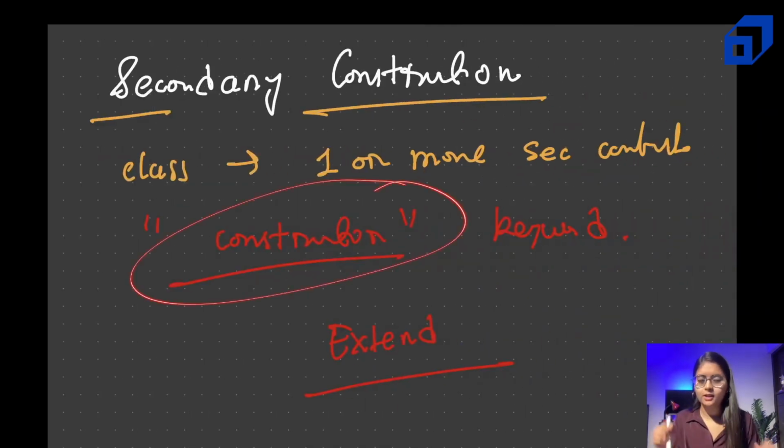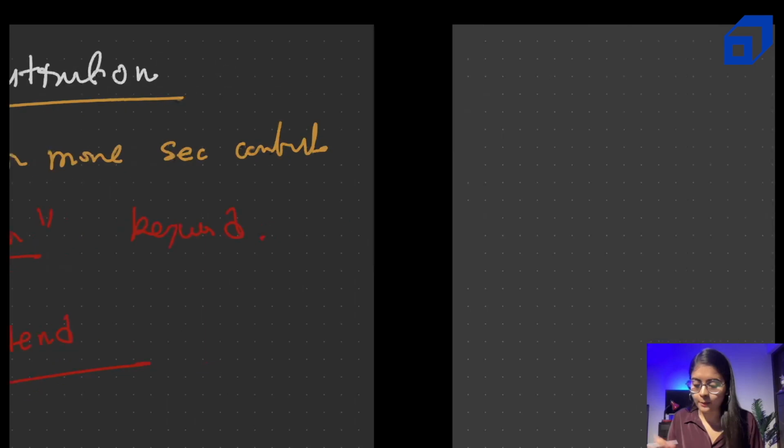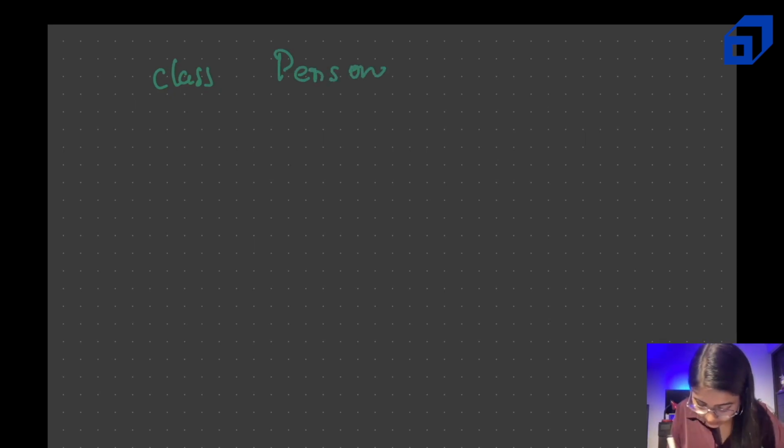For secondary constructors we use the keyword constructor, but you would be thinking, what is the syntax and how do we write it? So let me show you. If we have a class, and let's say the name of the class is Person, and this is the starting point of the class, and this is the end parenthesis for the class. Then inside this I can have my secondary constructors.